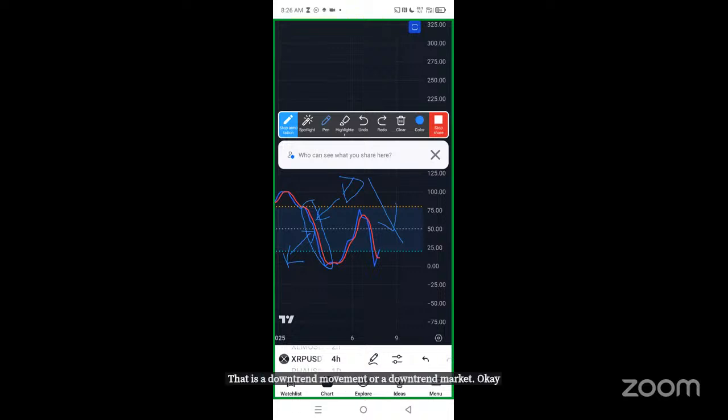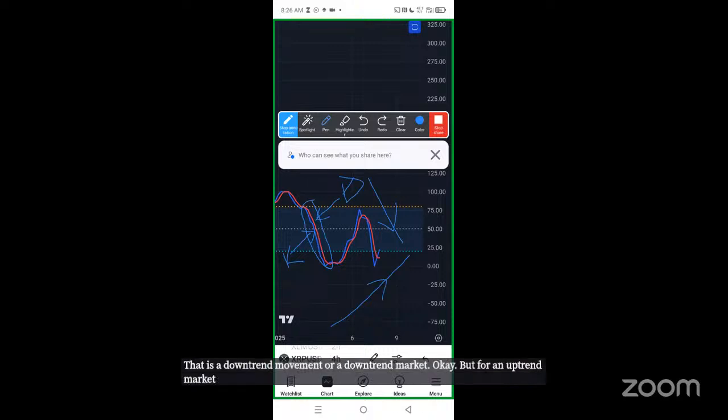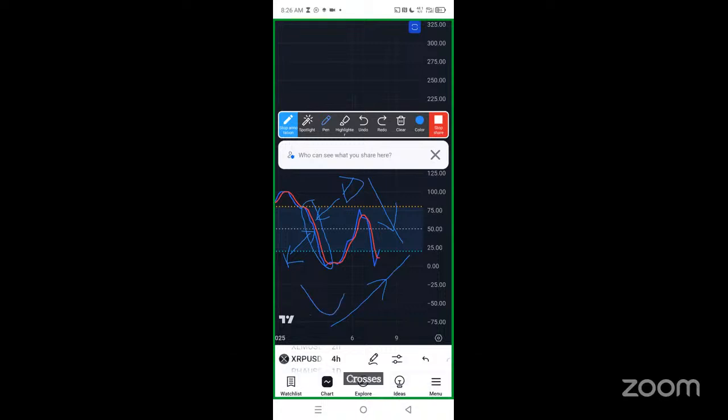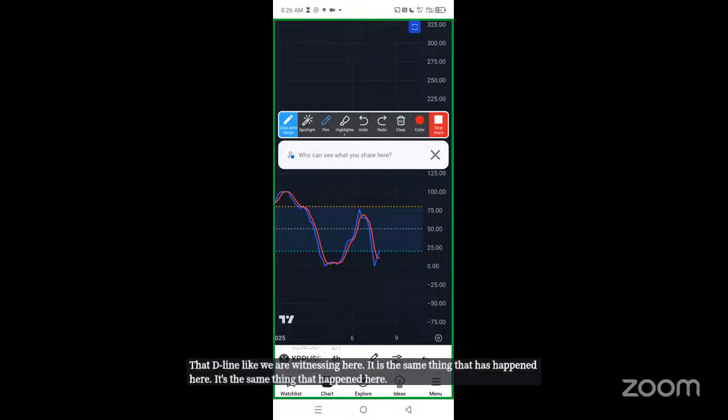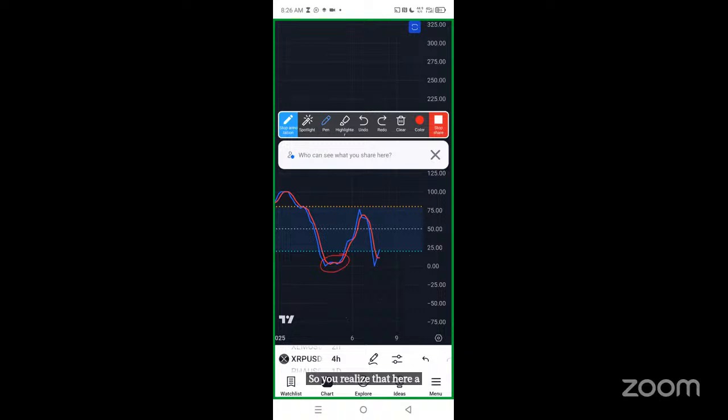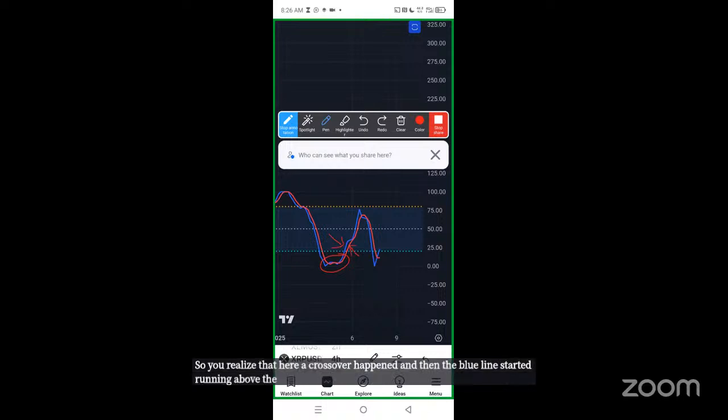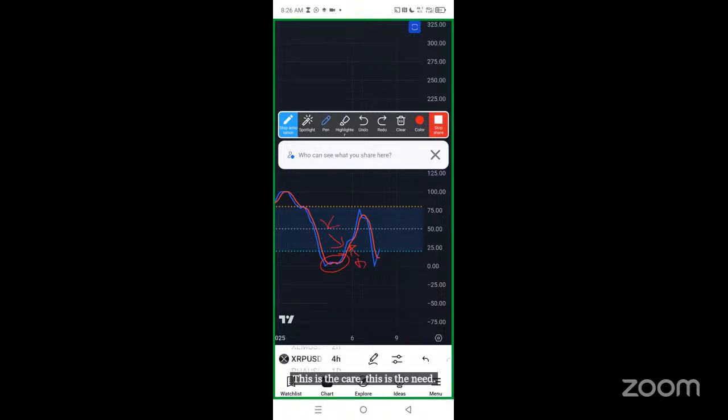But for an uptrend market, the K line crosses and begins running above the D line, like we are witnessing here. It is the same thing that happened here. So you realize that here a crossover happened, and then the blue line started running above the D line. Okay, the blue line is now running above the red line. This is the K, this is the D.